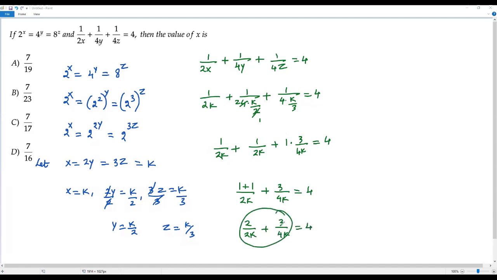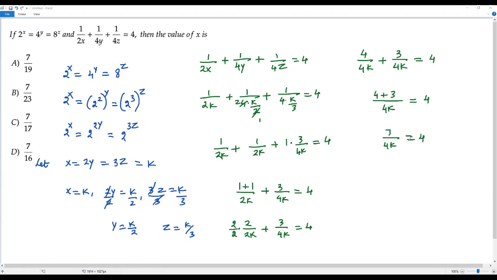Okay, now to add these two fractions, we need the same denominator. Here we have the denominator 2k in the first fraction, and in the second fraction we have 4k. So to get the same denominator for both fractions, I multiply both numerator and denominator of the first fraction by 2. When I do so, 2 times 2 is 4 and 2 times 2k is 4k. That is, I am getting 4 over 4k positive 3 over 4k equals 4. Now we have addition of two fractions with the same denominator 4k. So we can take the denominator 4k as a common denominator and we can add the numerators of 4 and 3. That is, we get 4 positive 3 in the numerator. On the right side we have 4. Okay, 4 positive 3 is 7. That is 7 over 4k equals 4.